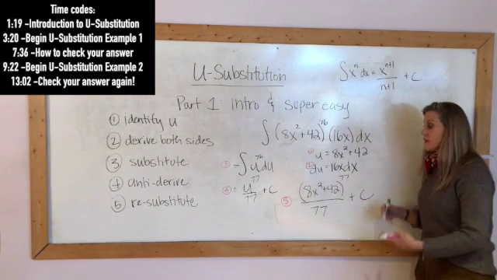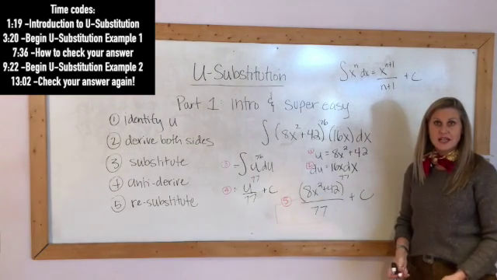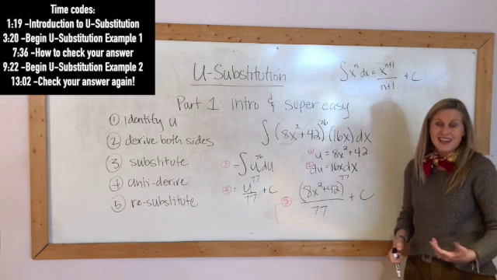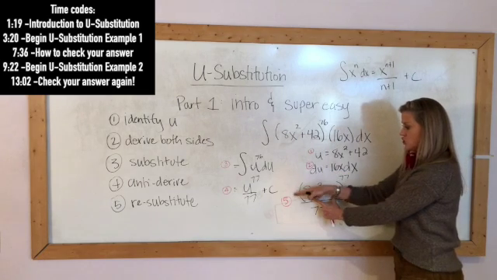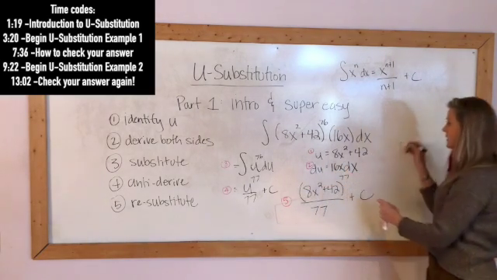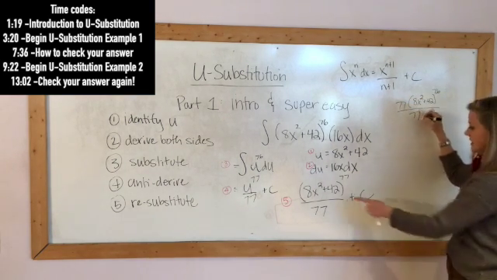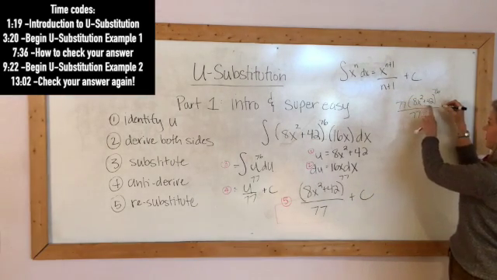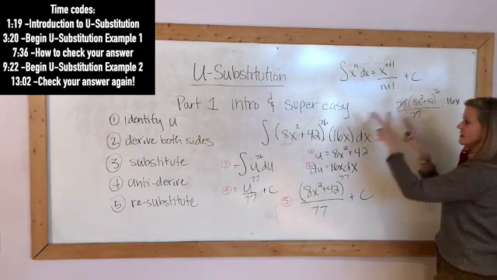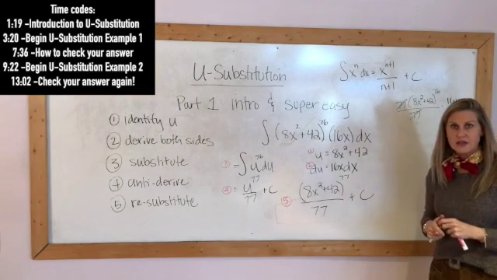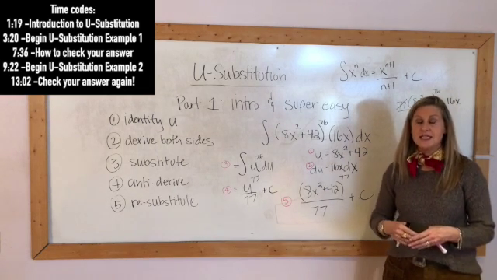There's my final answer. If I derive it to check myself, I would have to use the chain rule. This is the part where I said we get lazy and sometimes we don't want to do the derivative, but we can. If I did the chain rule, the insides would stay the same while the outside drops and flops. So that would leave me 77 times 8x squared plus 42 to the 76th times the derivative of the inside, and those pieces cancel, and that gets me back where I started, so I did it correctly.